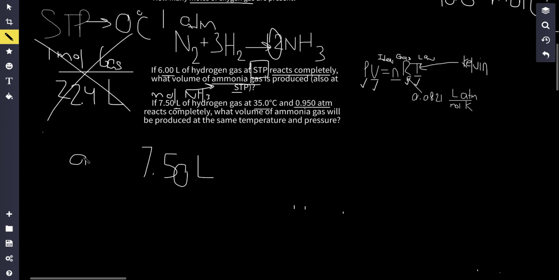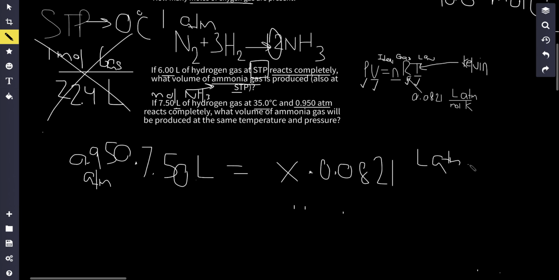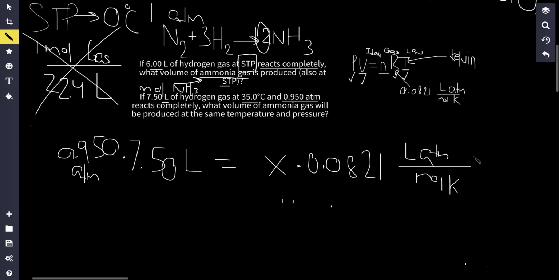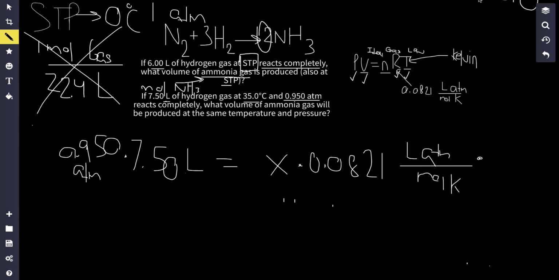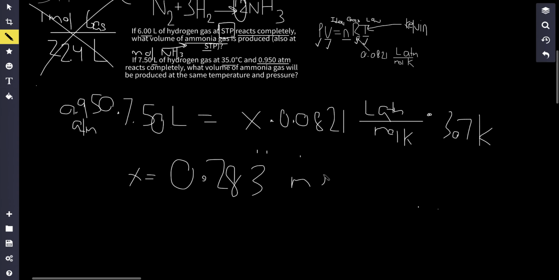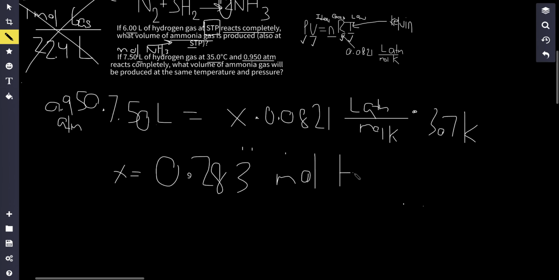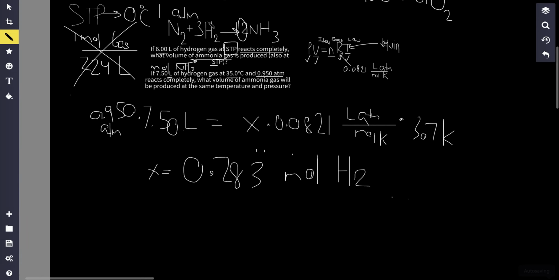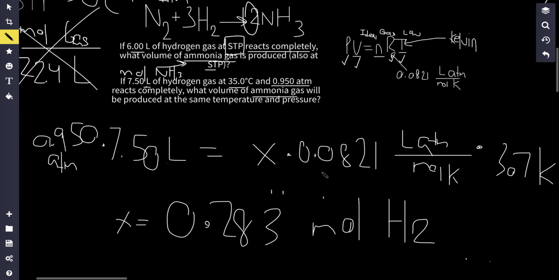So this is PV and nRT. This is my pressure multiplied by my volume. That's going to be equal to the amount of moles I have times this constant, liters atm over mole Kelvin. And then this is going to be multiplied by the temperature in Kelvin. Our temperature is in degrees Celsius, so 35 plus 273 is equal to 307 degrees Kelvin, of hydrogen gas.